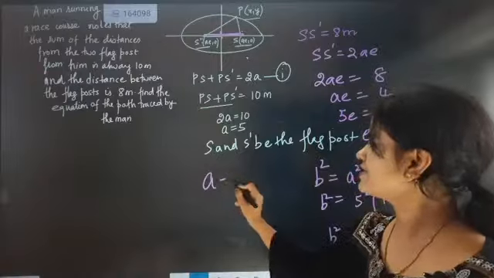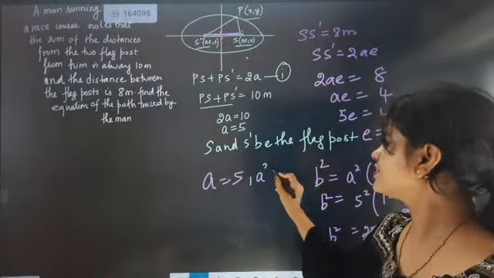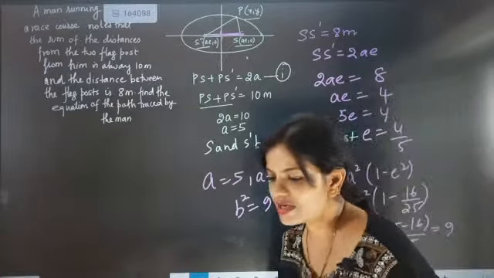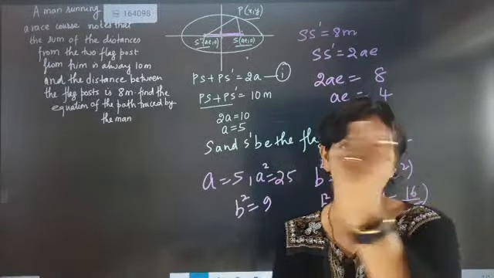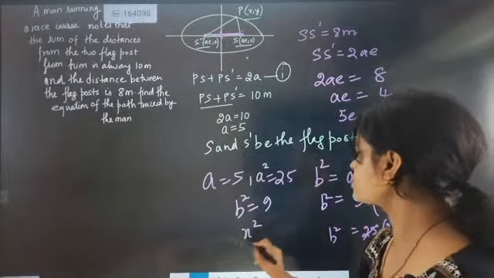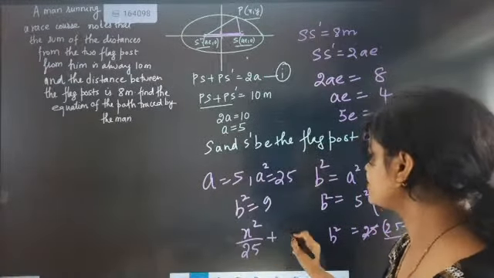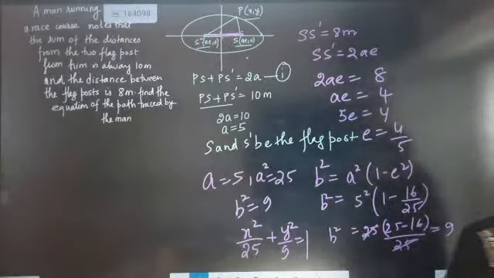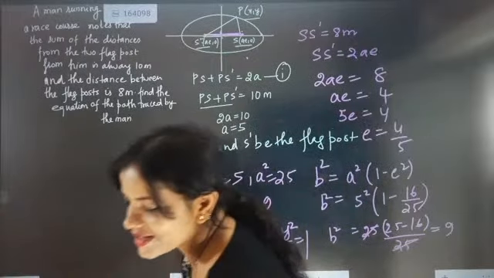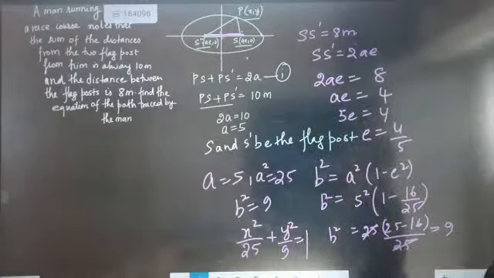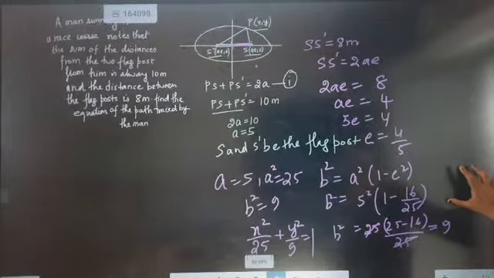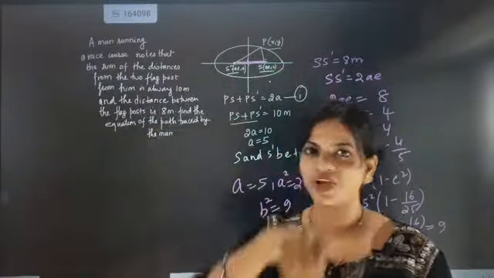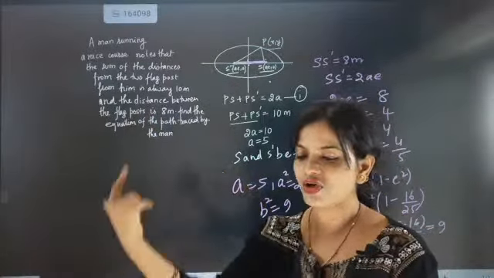a is exactly coming as 5, so a squared will be 25, and b squared you already got as 9. So the track equation in which the man is running is x squared by 25 plus y squared by 9 equal to 1. Interesting question, huh? Absolutely correct, Danish. This is the correct answer. So exactly, the person is moving on the elliptical path.